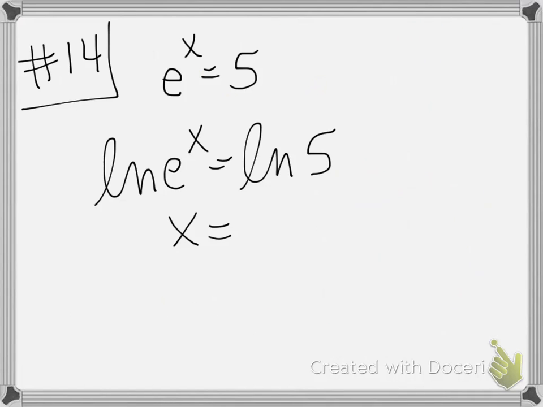Number 14, e to the x is 5. How do we get rid of e? We use ln because they are inverses. So you ln both sides. Ln cancels the e and leaves an x. x equals ln of 5. You're going to do that in your calculator. Do math, log, ln of 5, and you get 1.609.